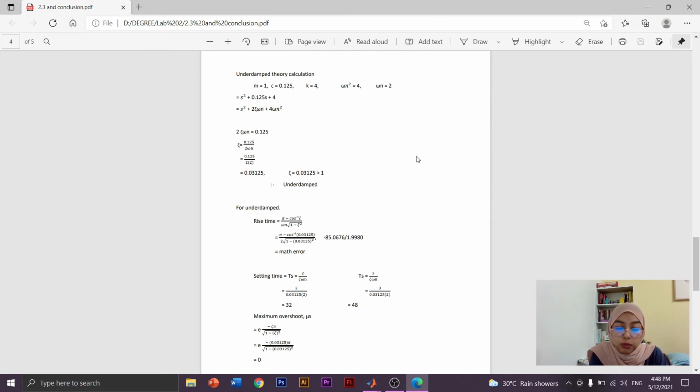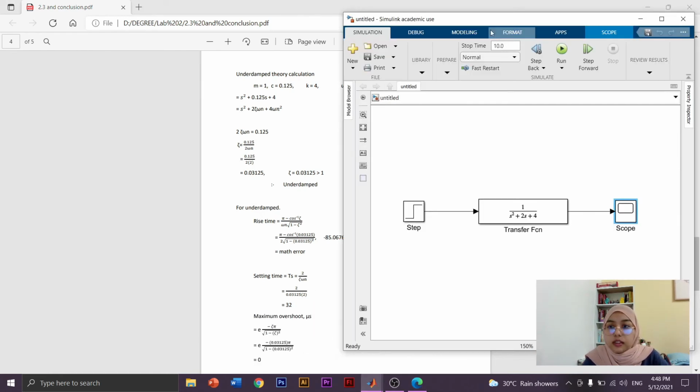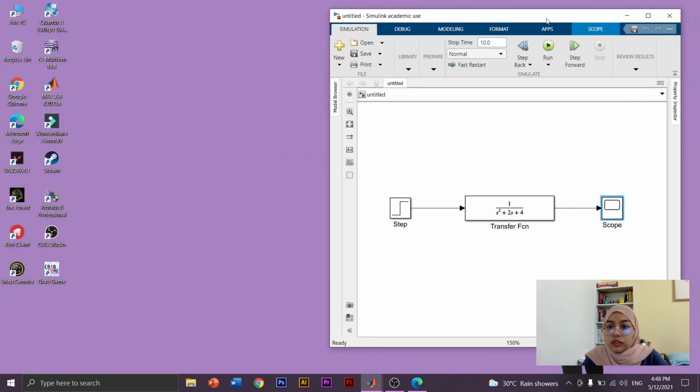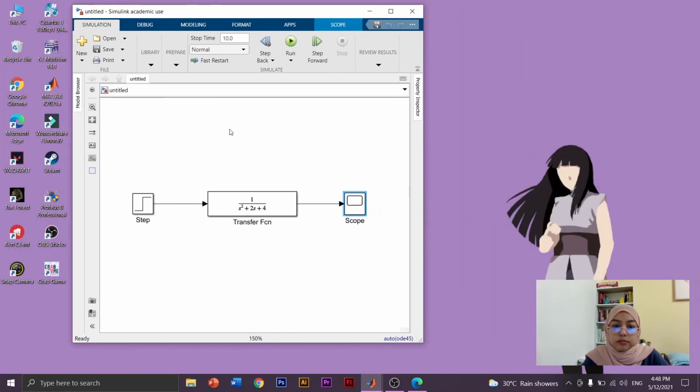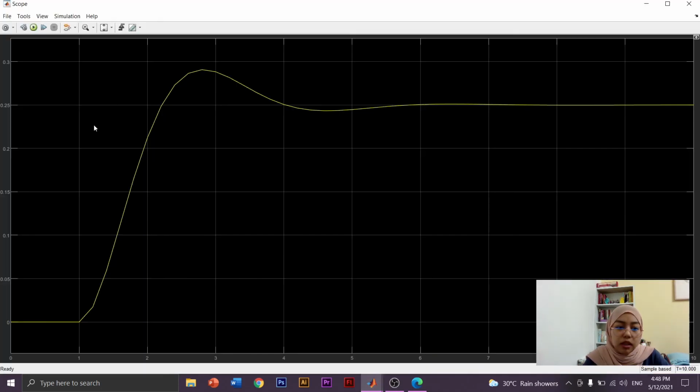We go through the characteristics of them, followed by our block diagram. And from this block diagram, the graph that we already got is this. This graph shows us the underdamped graph.